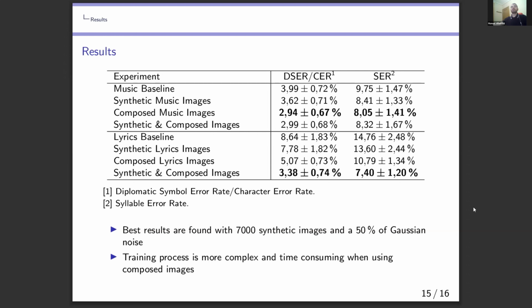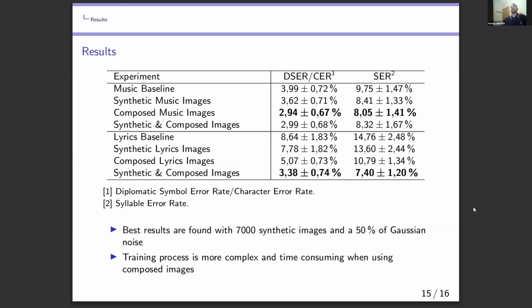Now let's go to the results. Here we only show results for the best case scenario for the amount of synthetic samples and Gaussian noise. In all cases, except one edge case, the best results are found with 7,000 synthetic images, which is about 3 times the size of the original dataset, and a 50% Gaussian noise, which would be the second level of noise we saw earlier.